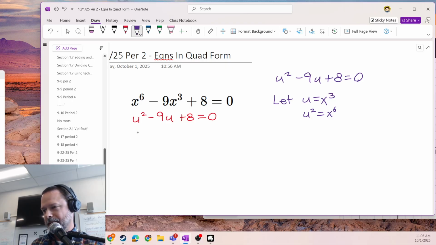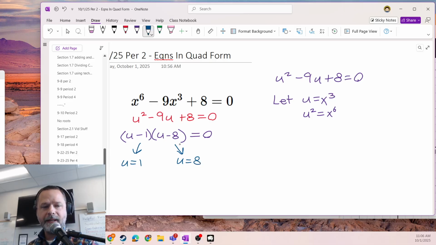So now I have something on the left I definitely can factor. So we're going to factor it. So we got u minus 1. 1 times 8 is 8. So u minus 1 times u minus 8. That'll get me u squared minus 9u plus 8. So there it is, equals 0. So I get two answers for u. I get u equals 1 and u equals 8.